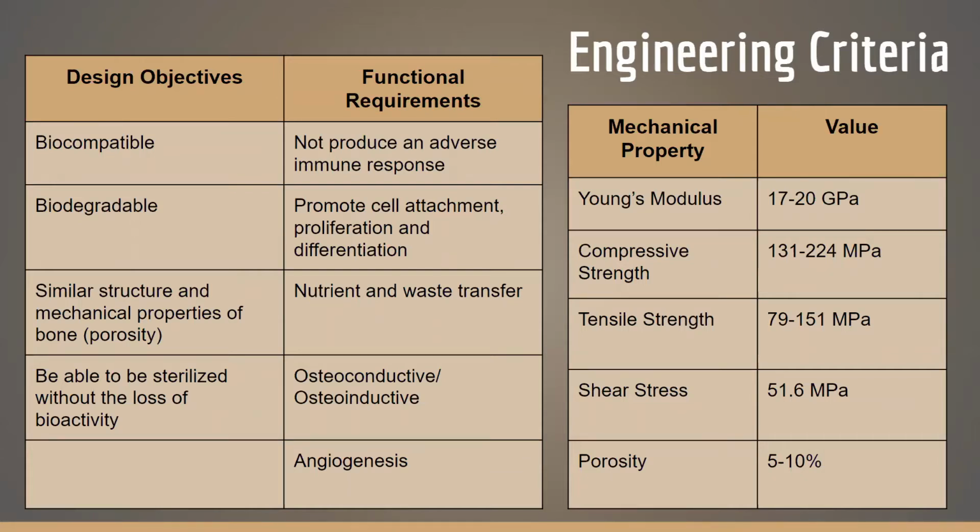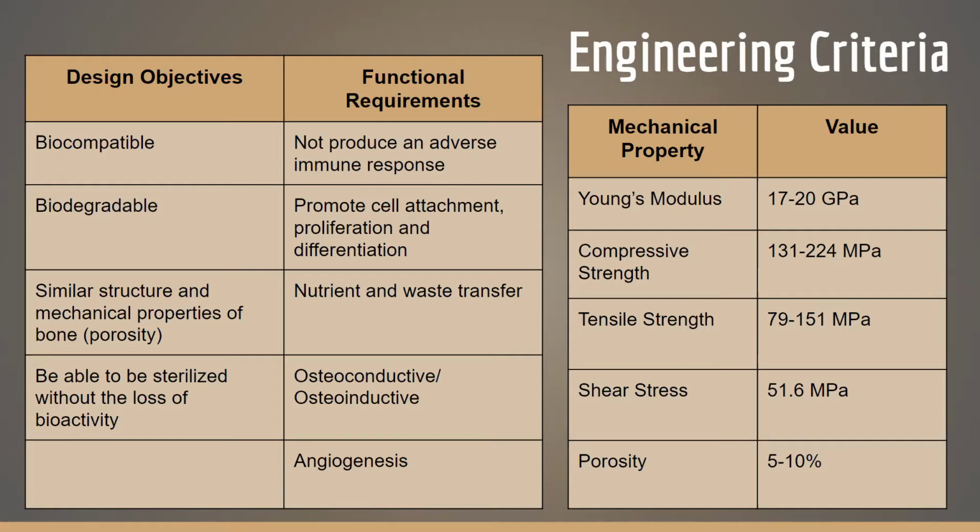During our research, we discovered certain criteria must be met. The engineering criteria for a bone scaffold must be biocompatible, which creates a limited immune response. It must be biodegradable to promote cell attachment, proliferation, and differentiation. And the structure of the scaffold must mimic bone structure, as well as the mechanical properties.